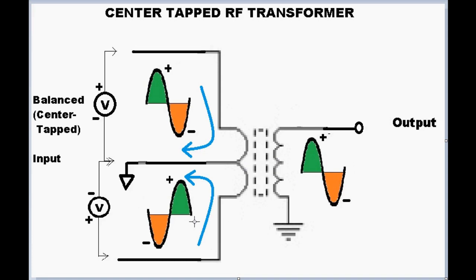So we're able to take two different paths through a center tapped RF output transformer and create a single carrier sine wave at our CB frequency 27 megahertz in a single-ended output. So again, this is the output use of a center tapped RF transformer.